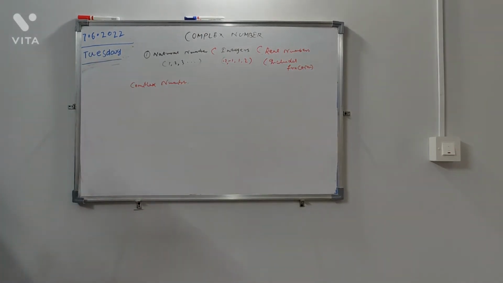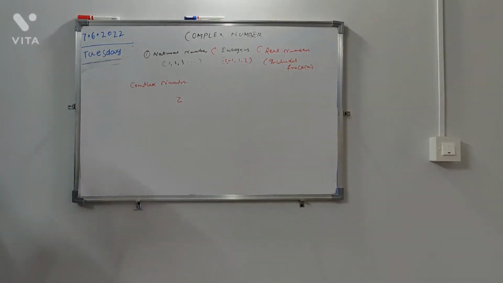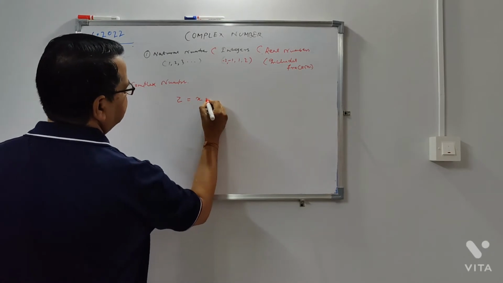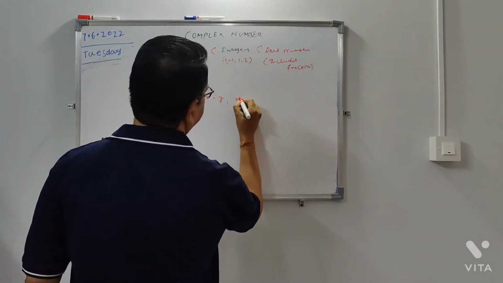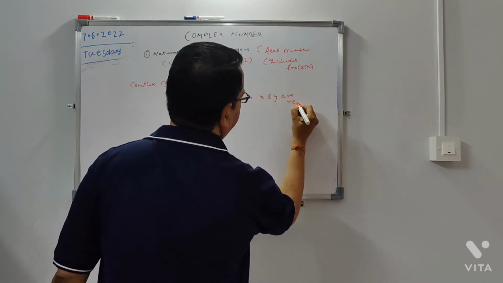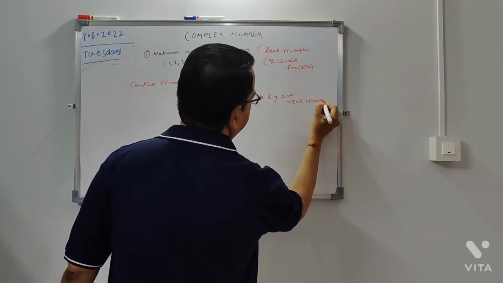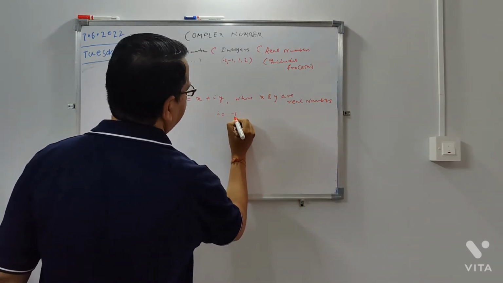So what is a complex number? A number z in the form of x plus iy, where x and y are real numbers, let us say this is z, okay? So we write it as x plus iy, where x and y are real numbers, but i is equal to square root of minus 1.